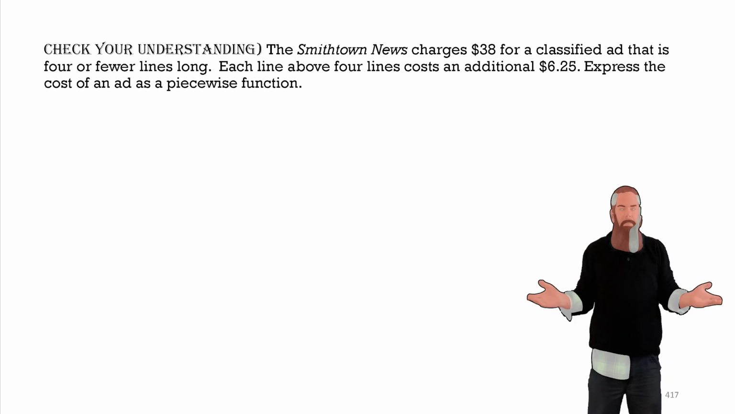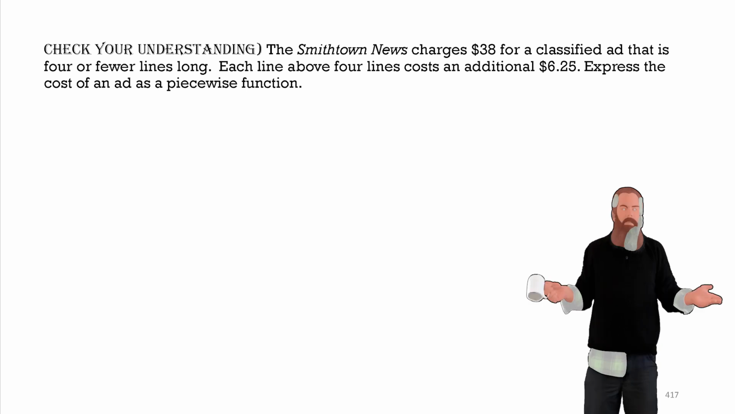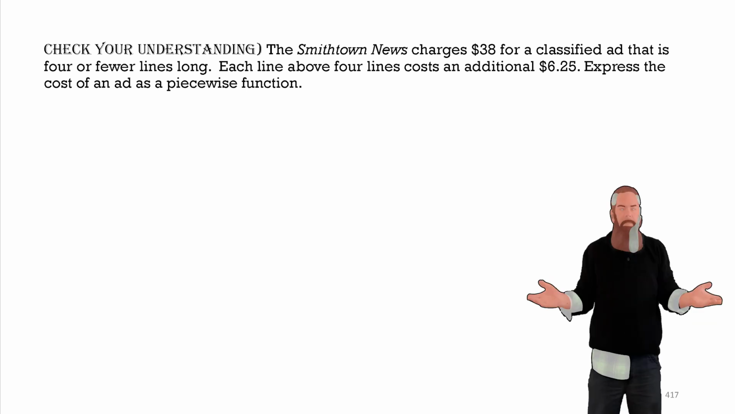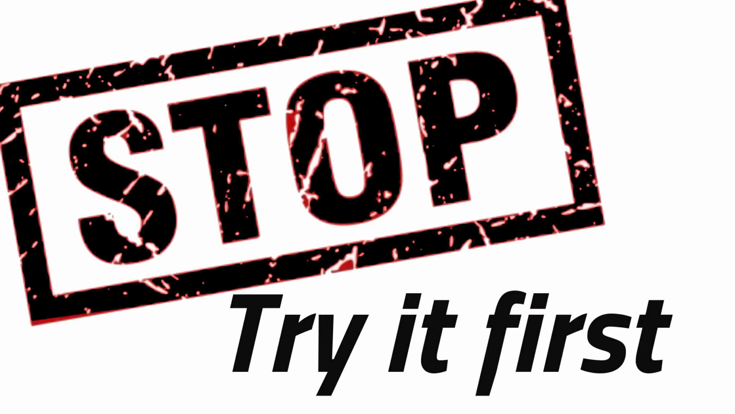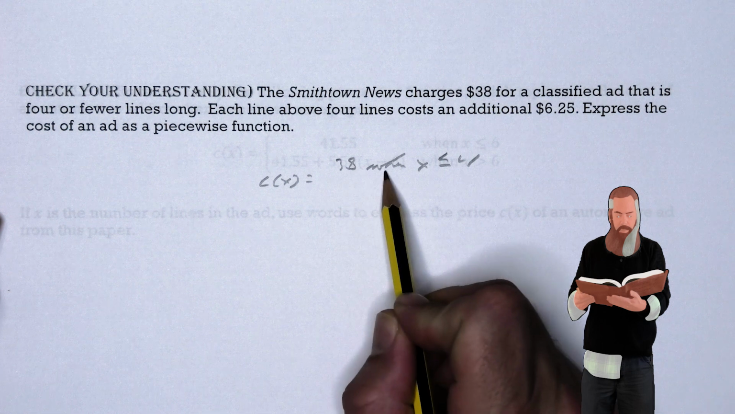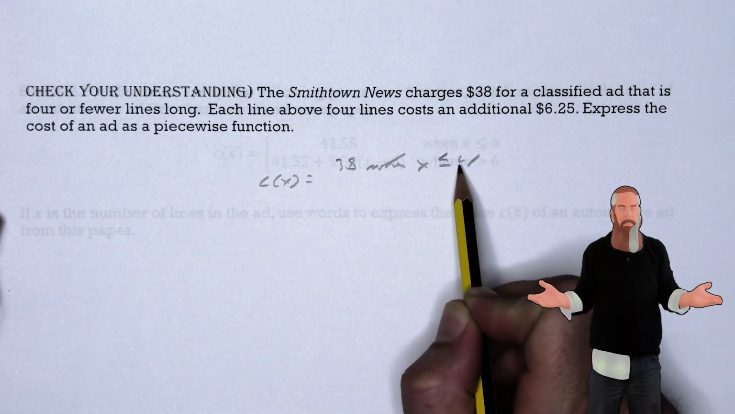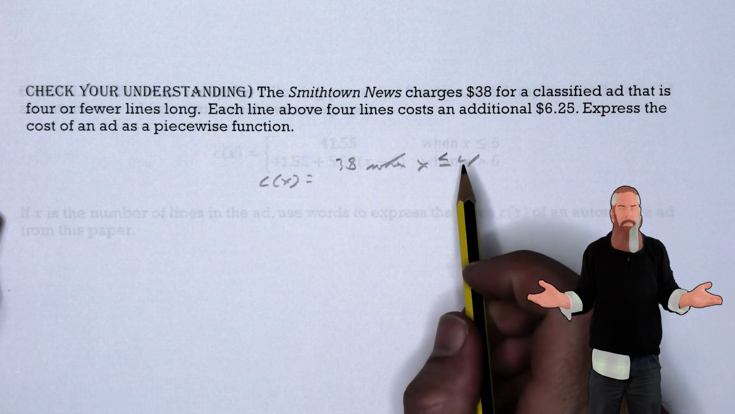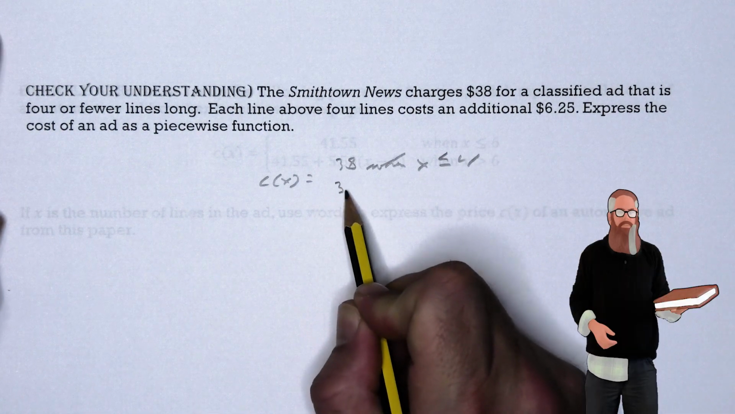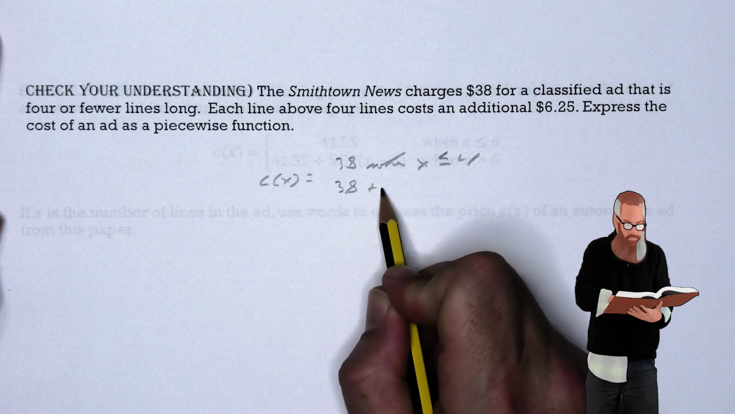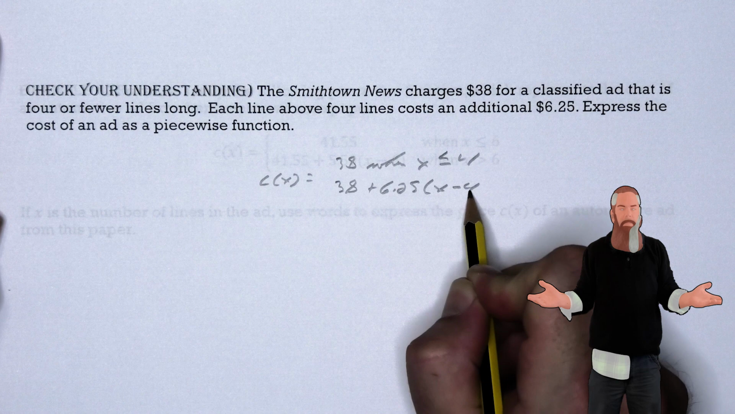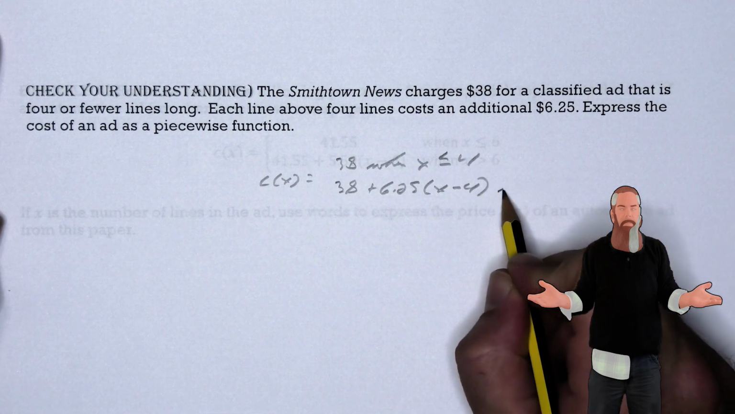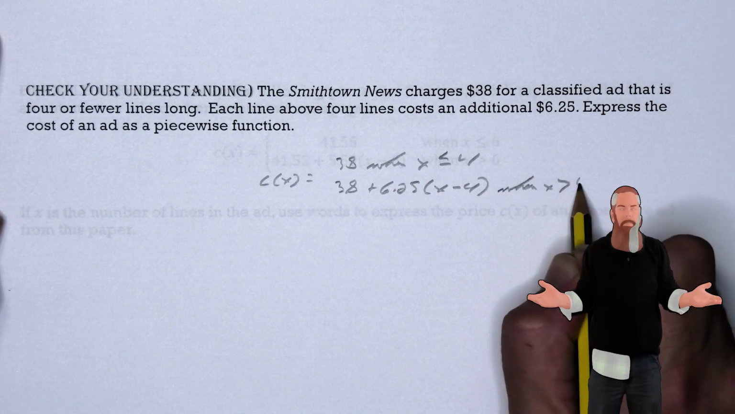The Smithtown News charges $38 for a classified ad that is 4 or fewer lines. Each line above 4 lines costs an additional $6.25. Express the cost of an ad as a piecewise function. Now, we know it is 38 when X is less than or equal to 4. That's their standard fee for the first 4 lines. Each additional line comes with that $38 plus $6.25 for every line X over 4, so we can say minus 4. And this occurs when X is greater than 4.